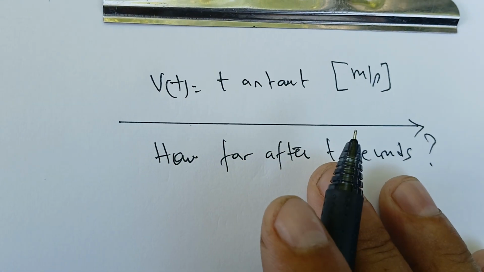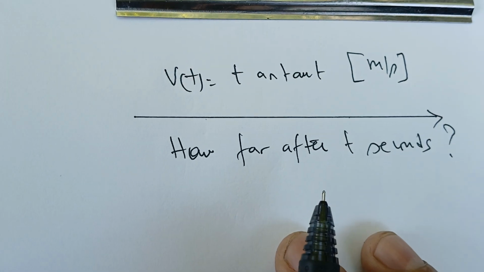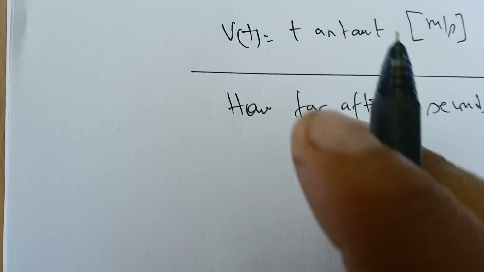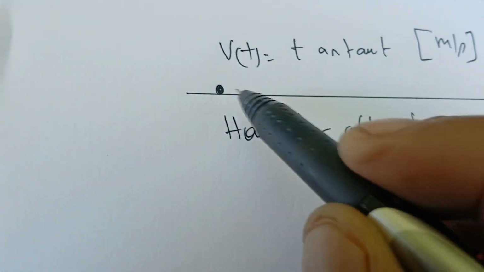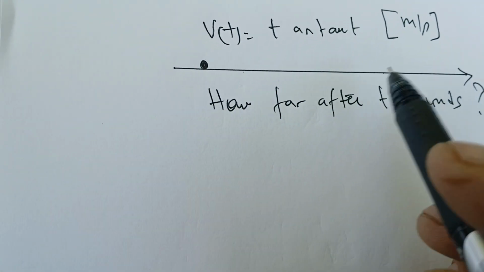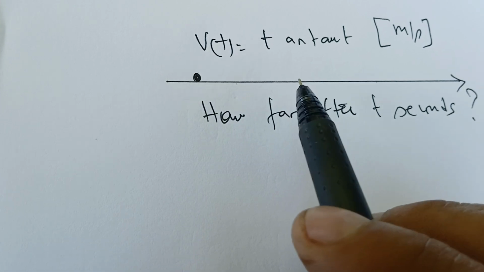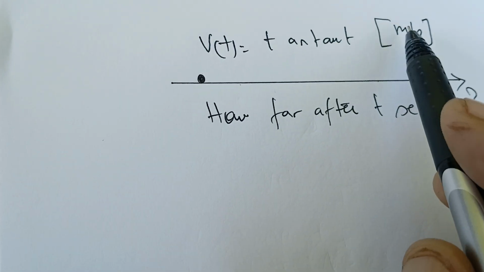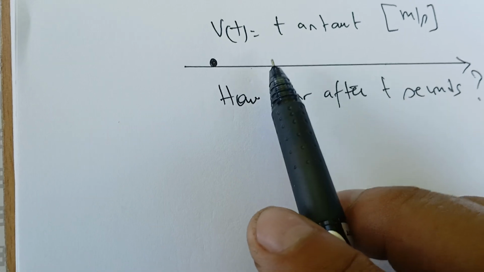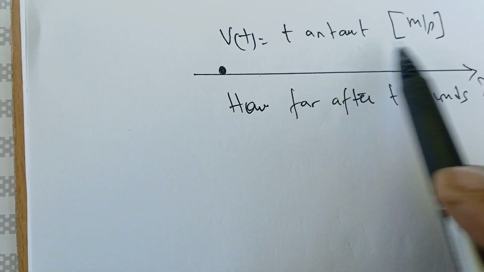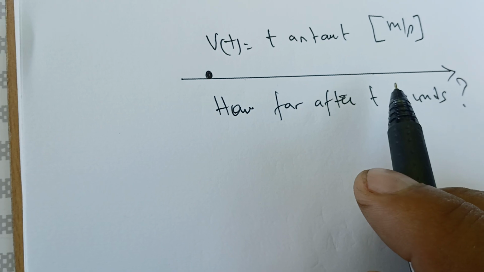Now we're going to solve the following problem concerning the velocity of a particle. We assume that we have a particle that's moving along this straight line, and it has this velocity t arctangent of t in meters per second. We want to know how much the particle traveled after t seconds.